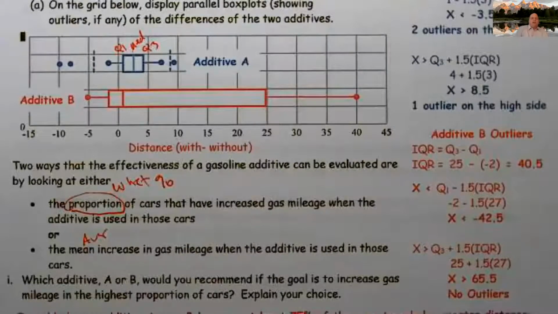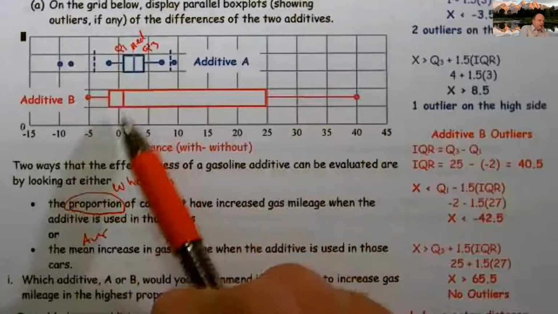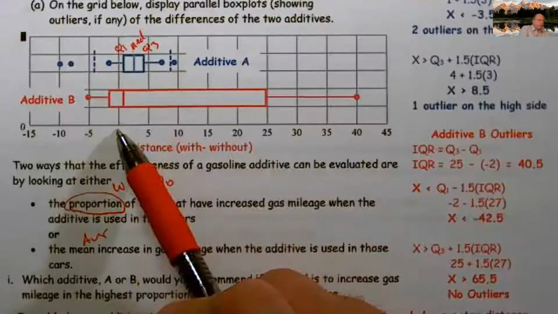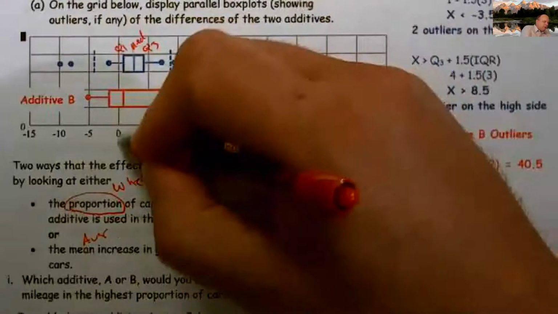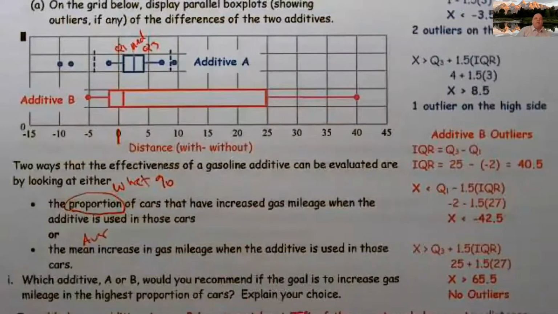All right. So which additive, A or B, would be recommended if the goal is to increase gas mileage in the highest percent of cars? They want to increase it in the highest percent of cars. Well, what percent increased? Well, here, all right, anything below 0 didn't have an increase. So this is where the breakover is. Anything to the right was an increase, anything to the left was not an increase.